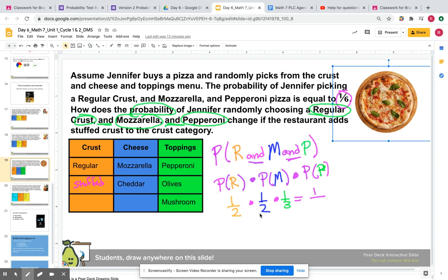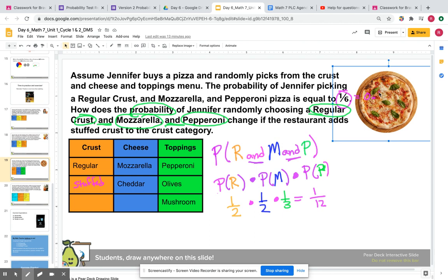2 times 2 is 4. 4 times 3 is 12. So your probability, based off this change in the crust menu, is 1/12. Now, compared to the original one, which was 1/6, you could actually get the decimal version. I think it's 1 point. Let me double check that with you before I give it to you.